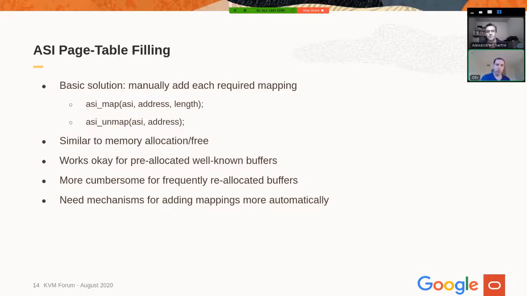If you have well-known buffers, you know where they are located. Especially if they are pre-allocated, they are located at the beginning, at the boot, or when your module is loaded, it's easy to map them before entering your ASI. It's becoming more complicated when you have buffers which are dynamically allocated and frequently reallocated, especially if this is happening while you are running with ASI. So we need some mechanisms which are more performant, especially for trying to add some mappings more automatically.